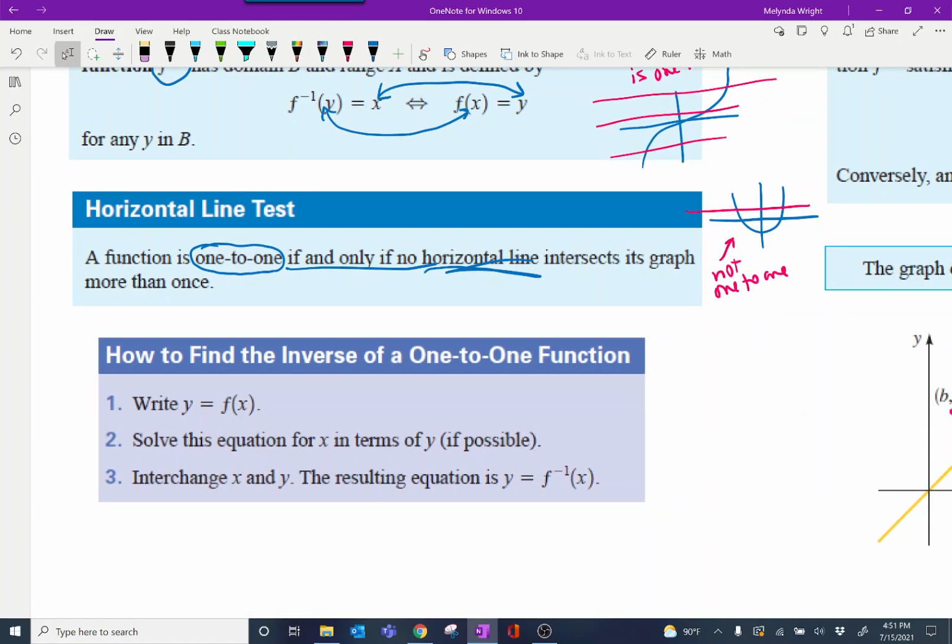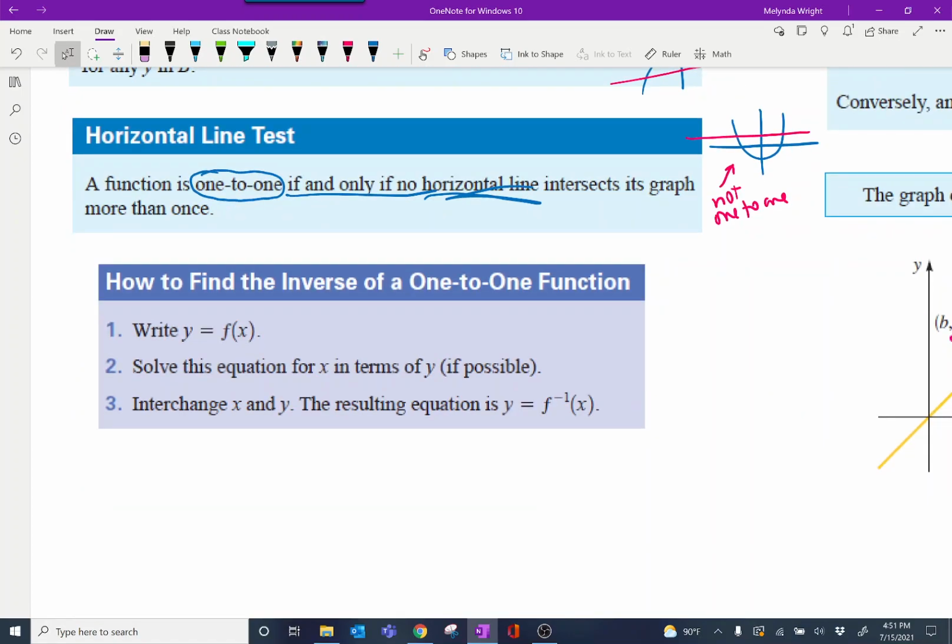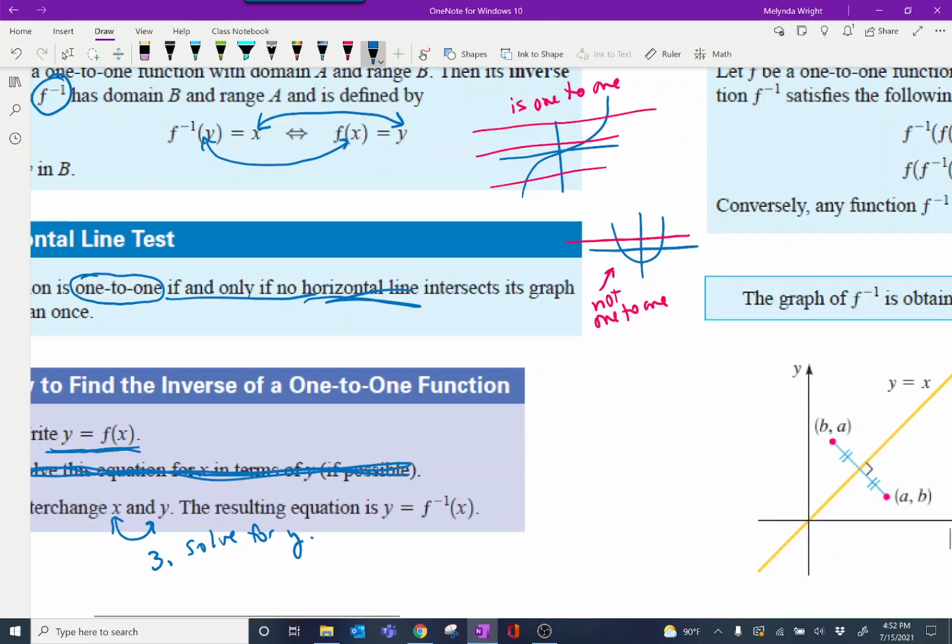So how do we find the inverse of a one-to-one function? First of all, we'd have our function, our regular function. Step 2 says solve it for x in terms of y if possible, and that is a fine step. Usually here's what I do. We have our function, we switch the x and the y, and then we solve for y. So this would be step 2, this would be step 3. We switch the x and the y, and we solve for y. And we'll do some examples of that.